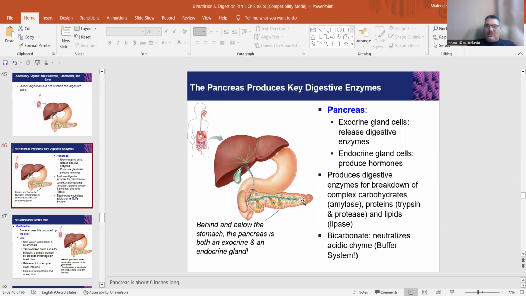Pancreas, I told you about it. The pancreas secretes something called pancreatic juice. What's a pancreatic juice? These are the enzymes basically to break down all types of nutrients that reach the duodenum coming from the stomach, passing through the pyloric sphincter, going to the duodenum.